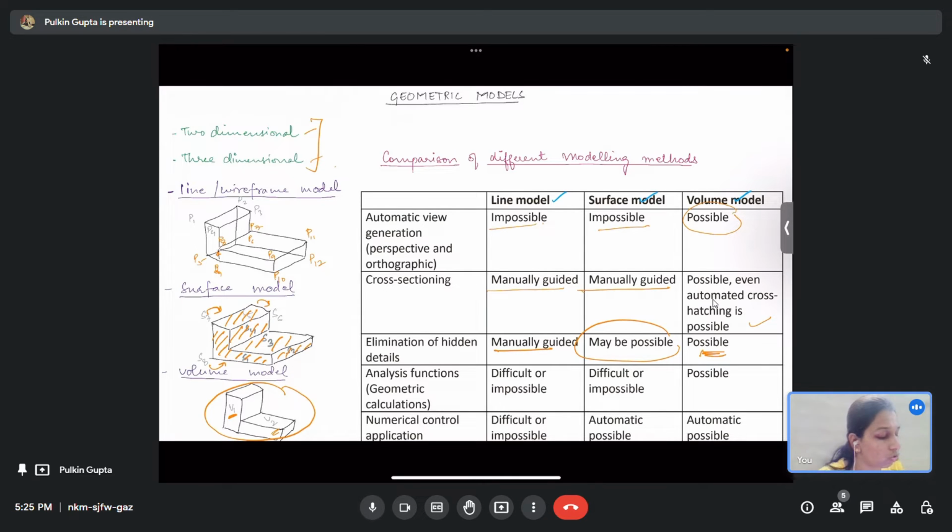Analysis functions and geometric calculations are difficult or impossible in line and surface models, but possible in volume. And numerical control applications are difficult or impossible in line, but possible in surface and volume. So we see a variety of features are possible only in the volume model.